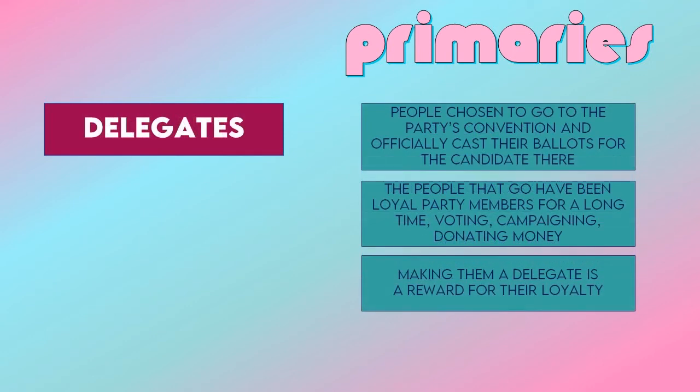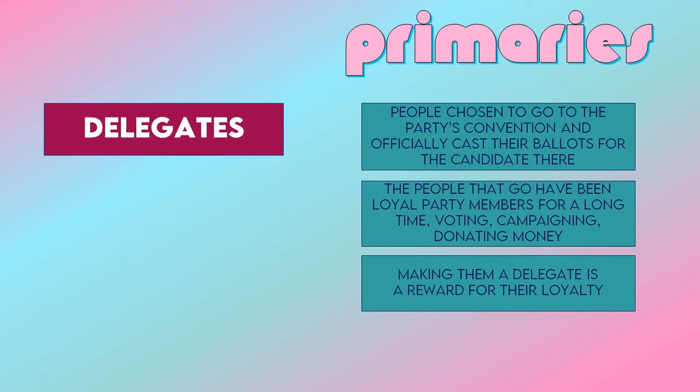The delegates are awarded from each primary. So the delegates are the people that get picked to go to the party's national nominating convention. They're going to cast their ballots for the presidential candidate there. Like in Tennessee, it will be given a certain number of delegates, and whatever candidate wins Tennessee will get to choose which people serve as the delegates.